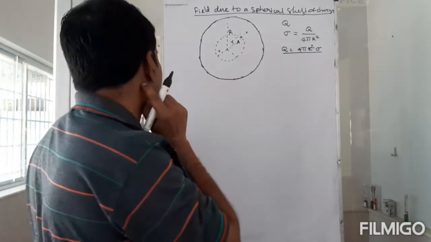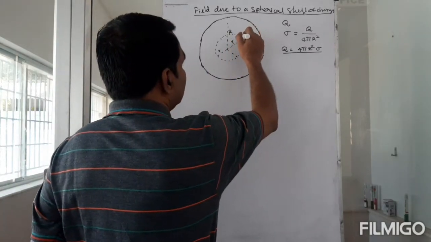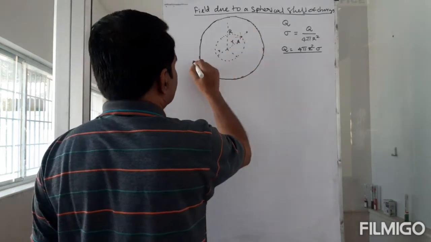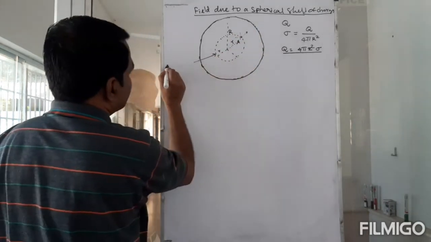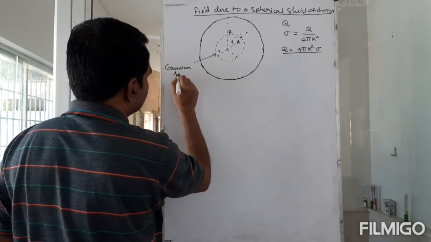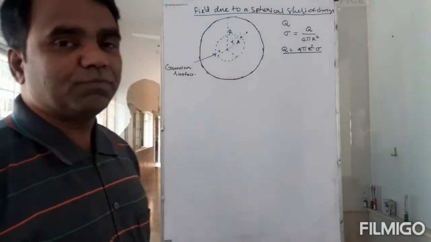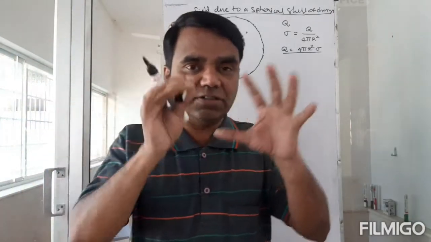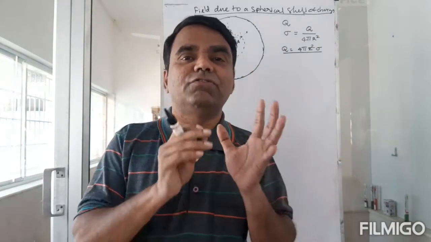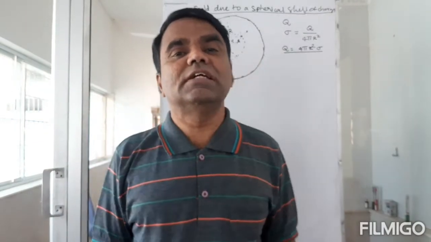Okay, and now I can consider this to be my Gaussian surface. So this is my Gaussian surface, right? So what do we know? We know that the sum of E dot delta S, or the sum of the flux coming out, must be equal to the charge enclosed in that sphere.